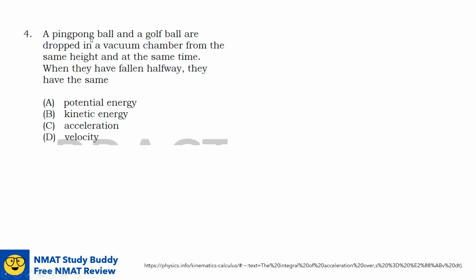Number 4, a ping pong ball and a golf ball are dropped in a vacuum chamber from the same height and at the same time. So, same height, same time. When they have fallen halfway, they have the same. So, sabi dito, nasa vacuum chamber daw yung ping pong ball and golf ball. So, meaning, kapag vacuum, wala kang air resistance.